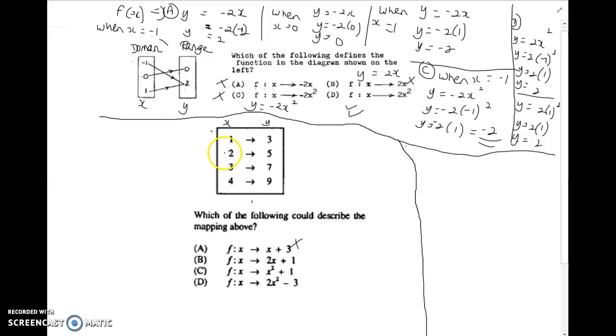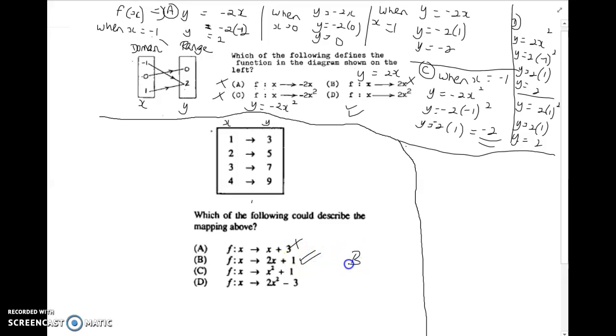Let's check out part B, 2x plus 1. So 2 by 2 is 4 plus 1 gives me 5. It works for that as well. Let's check the third one. 2x plus 1. So 2 by 3 is 6 plus 1, 7. And then the last one, 2 by 4, 8 plus 1, 9. So it works out already.